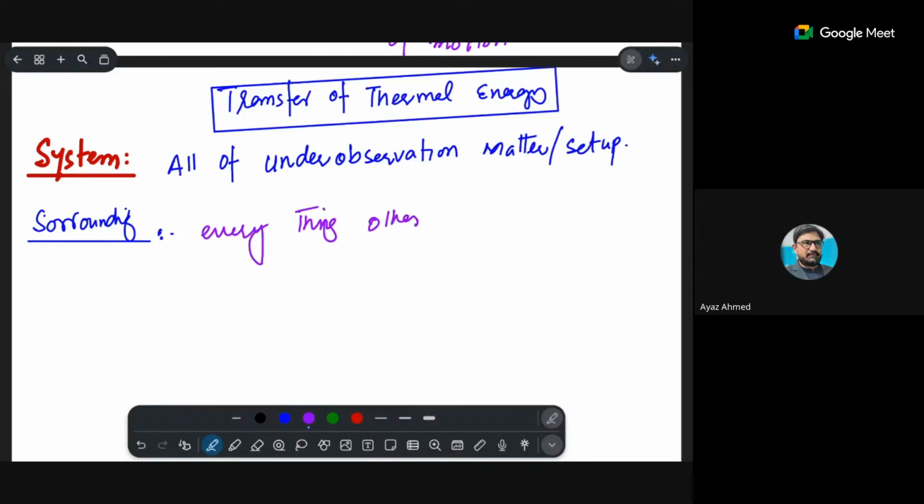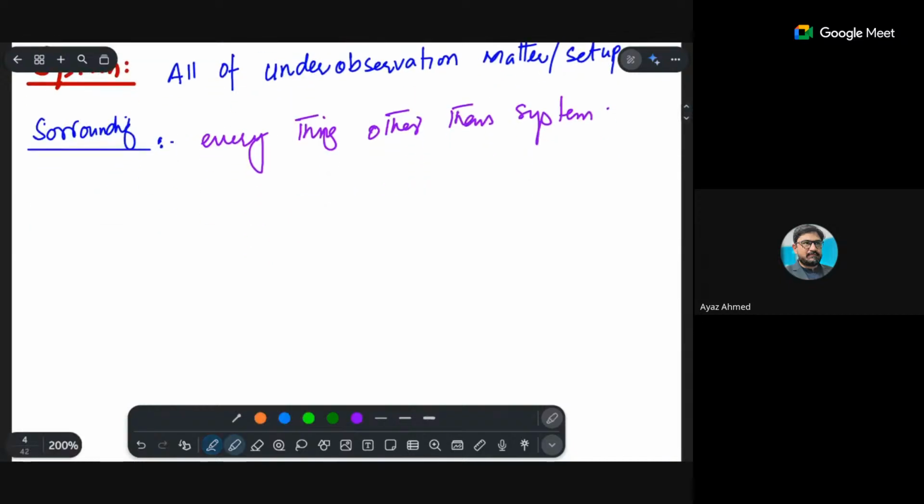Everything other than system. I mean, if I'm just heating up a copper wire, I'm just holding that copper wire from here, and there is a fireplace here. So, beta, what is system and what is surrounding here? This wire is my system, right? And rest everything is surrounding. You got my point? I believe that it will be very clear to you.